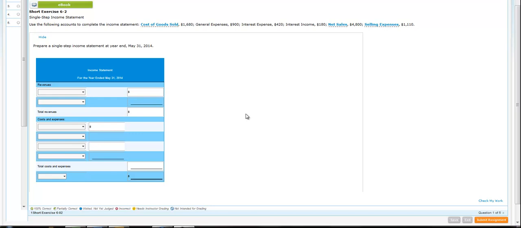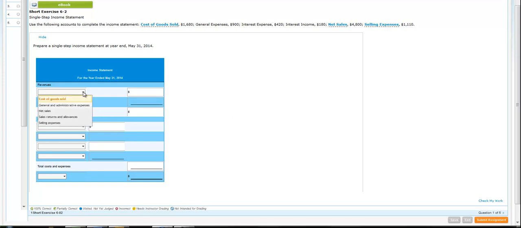In this example, we are looking at the preparation of a single-step income statement. A single-step income statement gets its name because it's basically one step in coming up with our final net income. You take your total of all of your revenues minus the total of all of your costs and expenses to arrive at net income. So here we're going to look at our revenues.